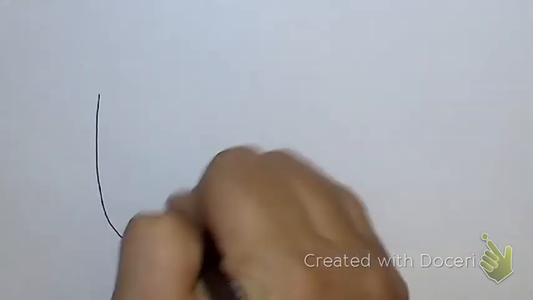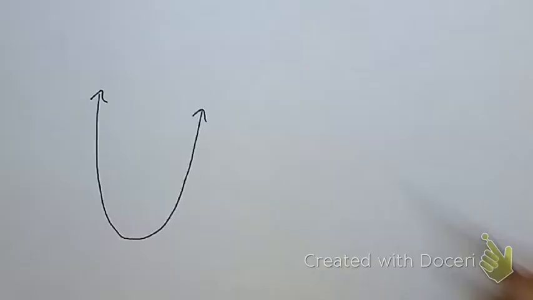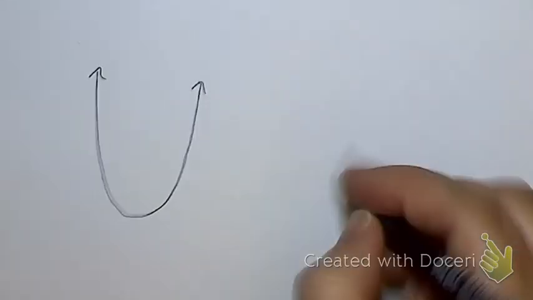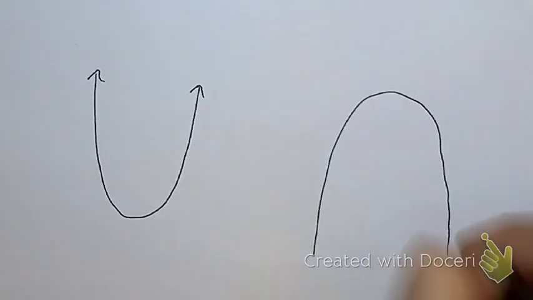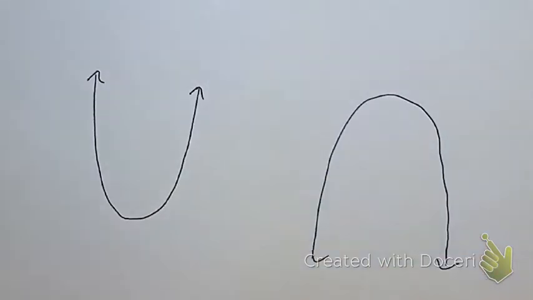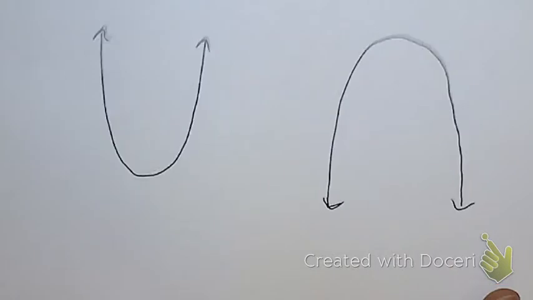What does a parabola look like? Does anyone know what the shape looks like? A parabola looks like that. Or sometimes it can look like that. If you get really fancy in pre-calc, you can have them sideways, but we're not going to do sideways. We're just going to do up and down. Okay?